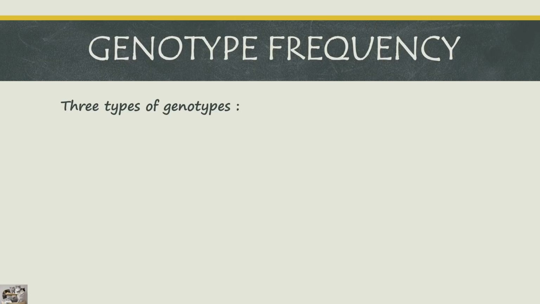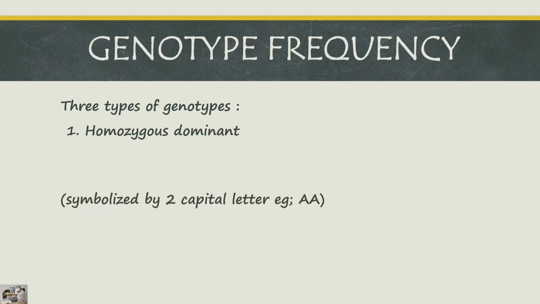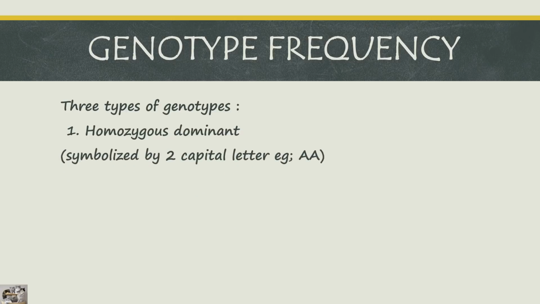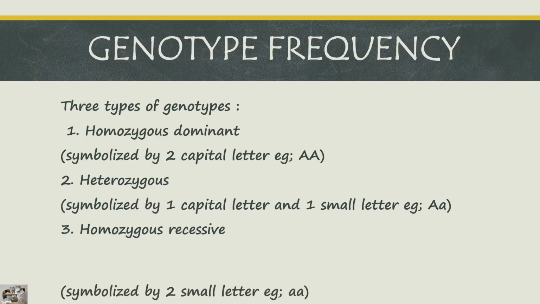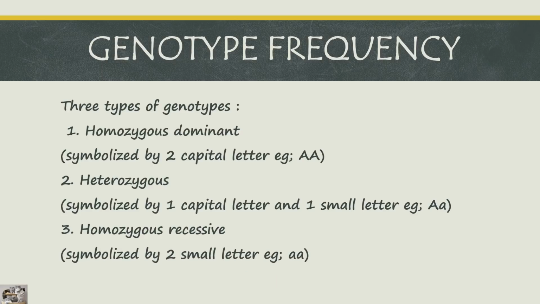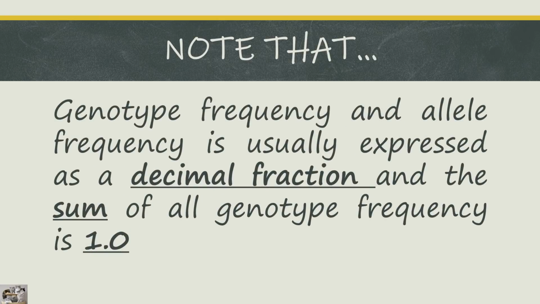For your information, there are three types of genotypes. First is homozygous dominant, that is symbolized by two capital letters. Second is heterozygous, that is symbolized by one capital letter and one small letter. And last one is homozygous recessive, that is symbolized by two small letters. Remember, genotype frequency and allele frequency is usually expressed as a decimal fraction, and the sum of all genotype frequency is 1.0.